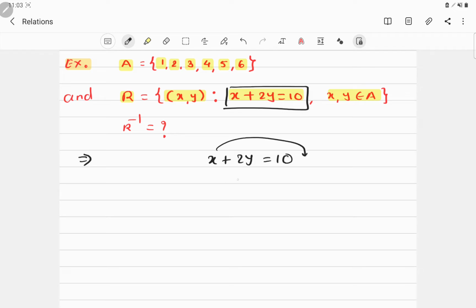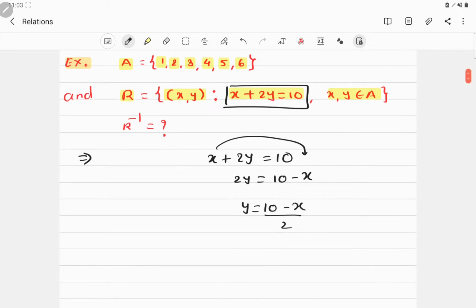Simply do a calculation in this way. So 2y is equal to 10 minus x, or y in this case is (10 minus x) divided by 2. So this is the interrelation between x and y. Now friends, what is the first value of x which is possible here? It is 1.